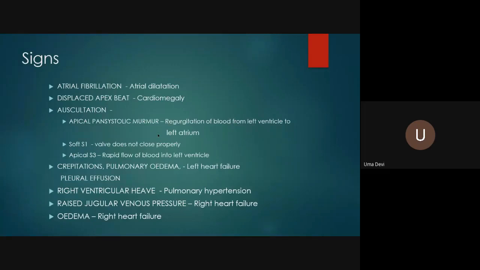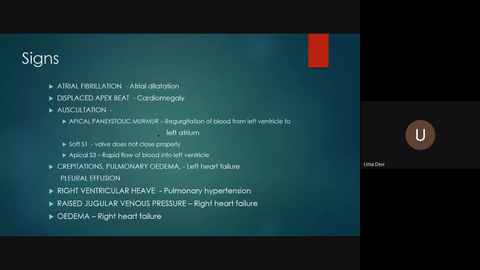Here, the LA and LV pressure is equal throughout the cardiac cycle. That's why you have this pansystolic nature with a soft S1. And it ends with an apical S3 because of rapid flow of blood into the left ventricle. Presence of S3 indicates severity of mitral regurgitation.